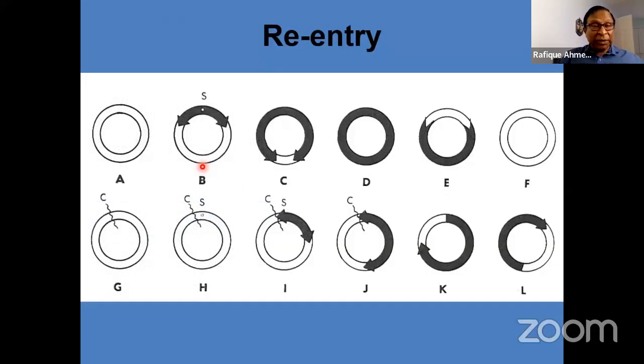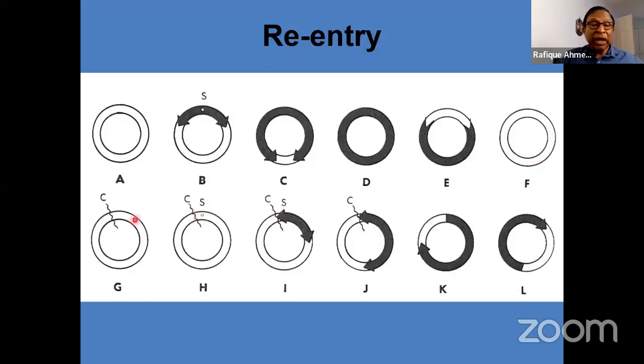Reentry, how does it happen? So I'm going to take this circle. Initially, this was described in the early 1900s on jellyfish. What they did, they took a tissue of jellyfish, made a hole into it and made it like a donut. And then if you introduce an electrical stimulus here, it will go in both directions and they will collide in the middle and then extinguish.